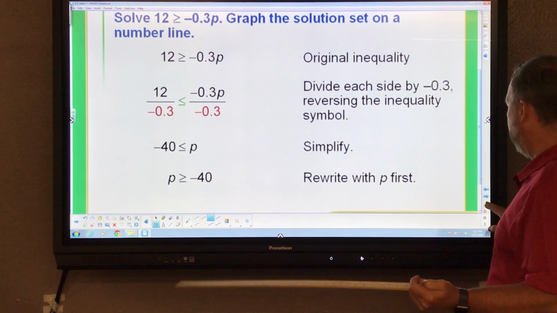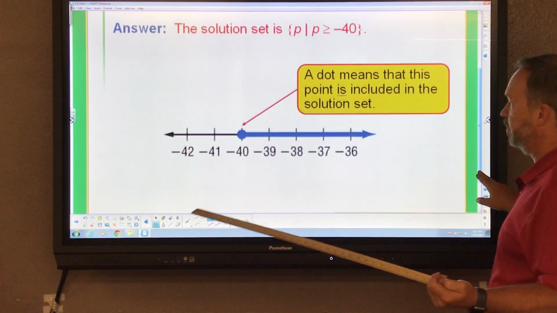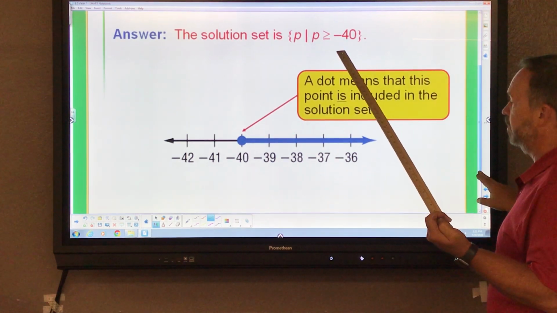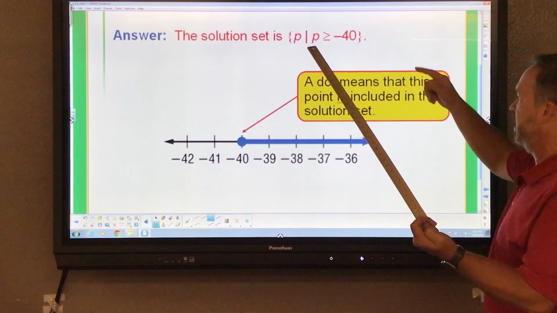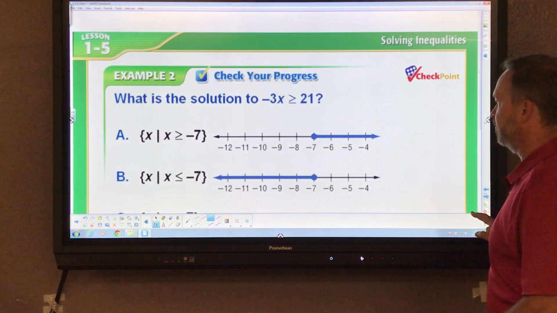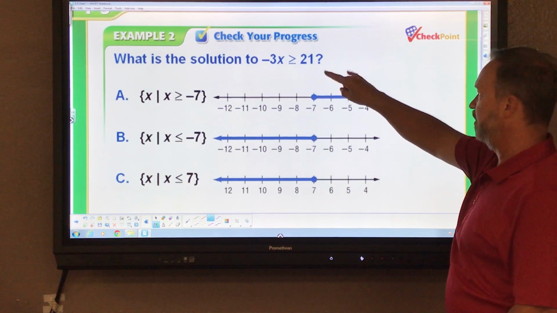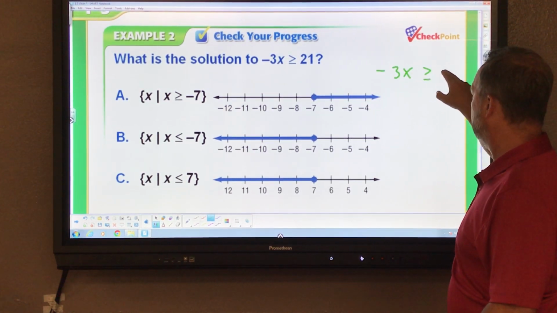And then once I know that, the graph is pretty easy, because negative 40 is my important number. And you can see they did put that in set builder notation, but it's the same thing we got, just with the set notation. That's the only difference there. So with this one, I don't have to turn anything around because it's already with the letter on the left.